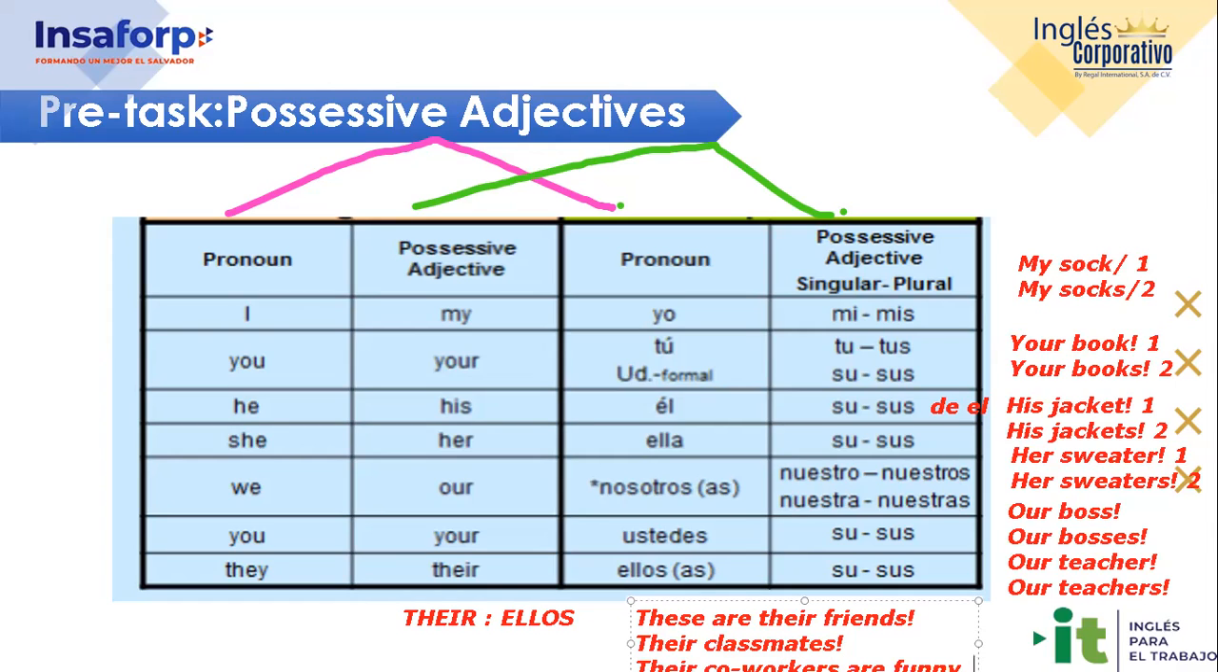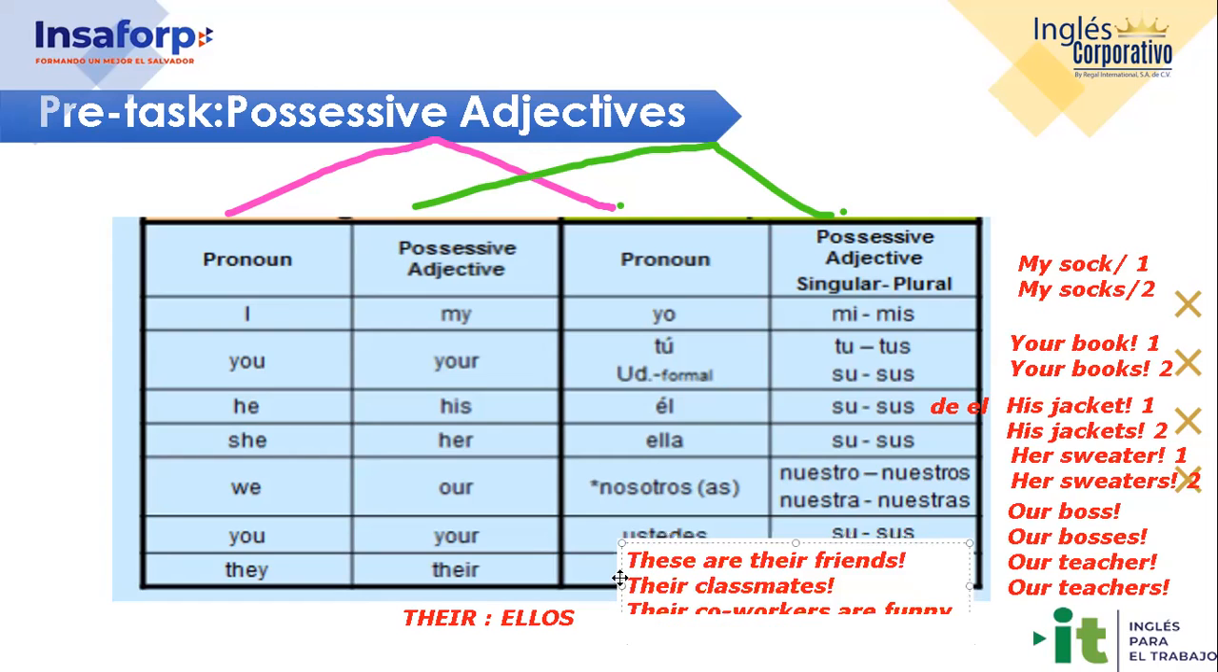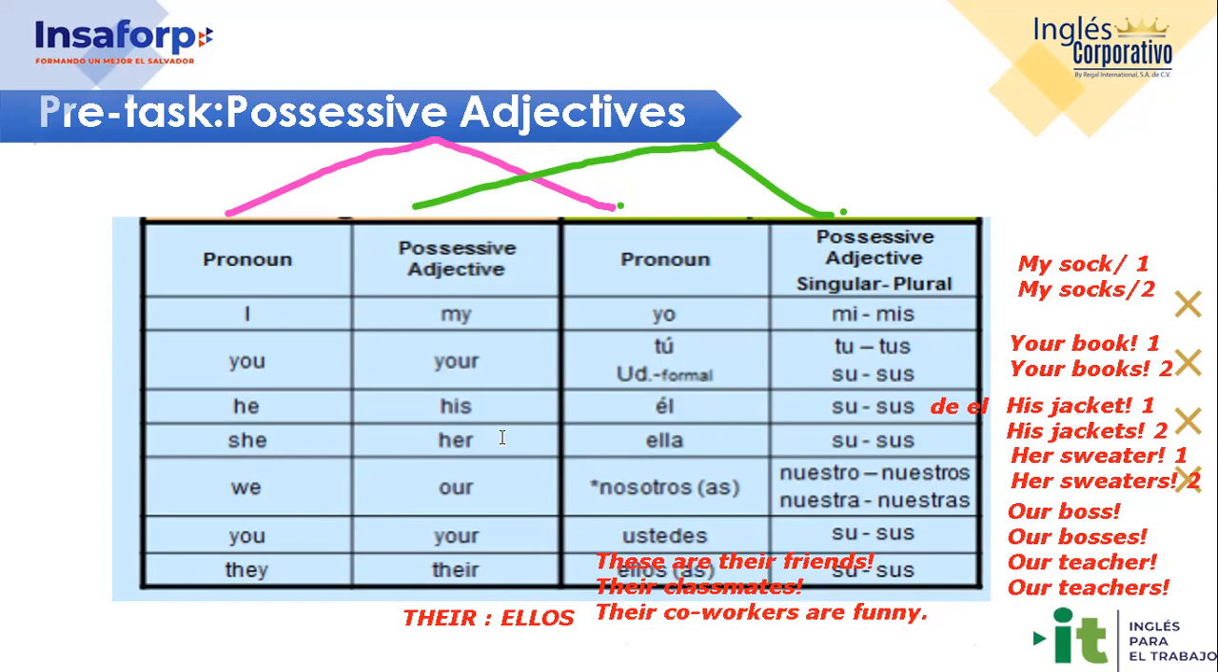Y son graciosos. Ok, pero ¿de quién? De ellos, nuevamente. Pues ahí nada más tienen que ir haciendo la relación con el pronombre para saber a quién se está refiriendo. Si a tú, a ustedes, a él, a ella, a nosotros, o a ustedes, o a ellos. Eso es el significado de cada uno de esos subject, de cada uno de esos possessive adjectives.